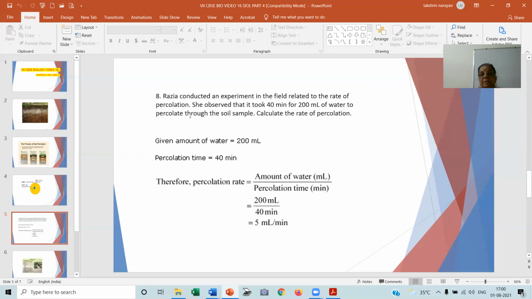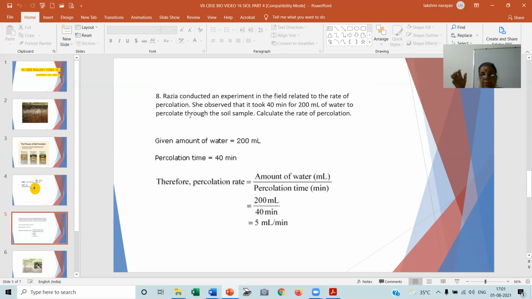What should we say? Given amount of water is 200 ml, percolation time is 40. So the formula that you use is percolation rate is equal to amount of water by percolation time. I repeat, amount of water by percolation time. That is 200 by 40 will give 500 ml per minute. So percolation rate is 500 ml per minute.